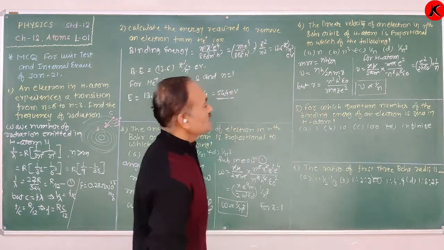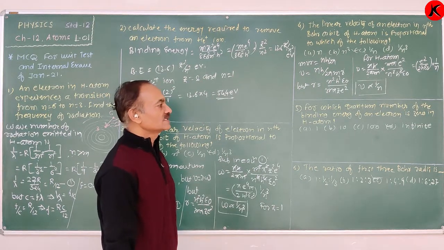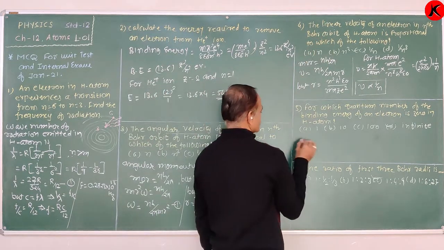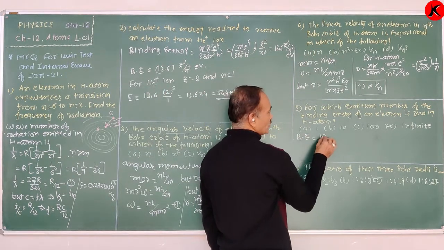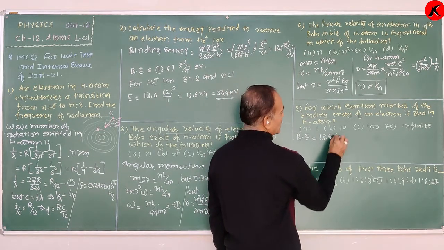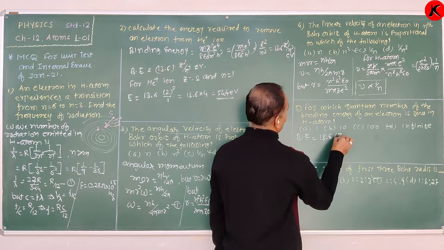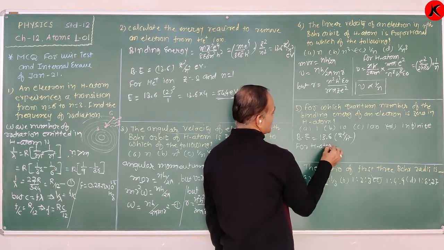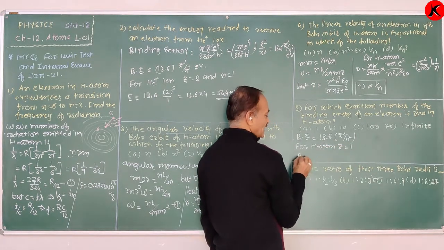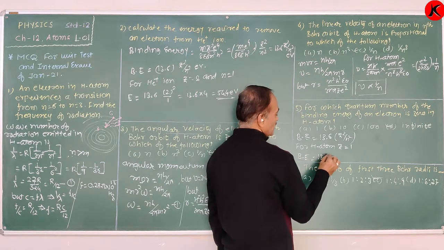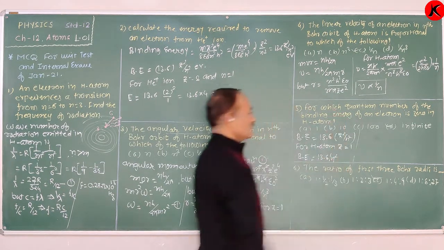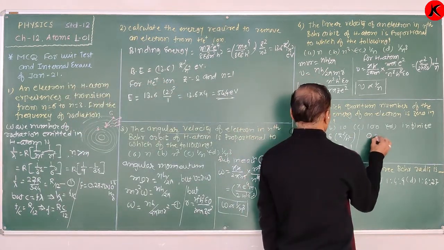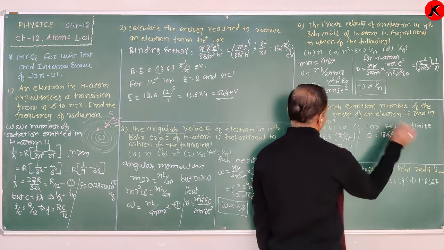Now the next: for which quantum number is the binding energy of the electron 0 in hydrogen atom? Now we know that the binding energy is equal to 13.6 Z square upon N square. For H atom, Z is equal to 1. Therefore, binding energy B is equal to 13.6 upon N square. Now the binding energy of an electron is given as 0. Therefore, 0 is equal to 13.6 upon N square.